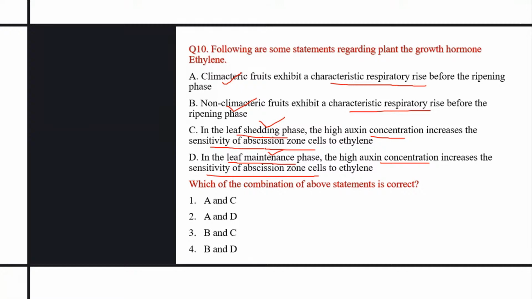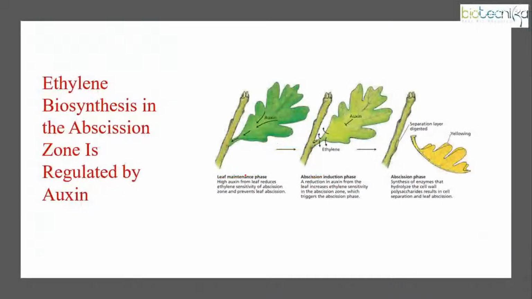Okay, let's have a look at the correct answer. The correct answer over here is A and D. So let's check why these two statements are correct. The first thing is that you have to be clear with the different phases of leaf abscission. As I told you, auxin and ethylene play a very important role in the abscission process. So we have the leaf maintenance phase, the abscission induction phase, and then the abscission phase.